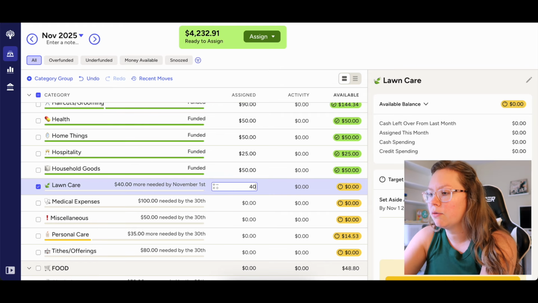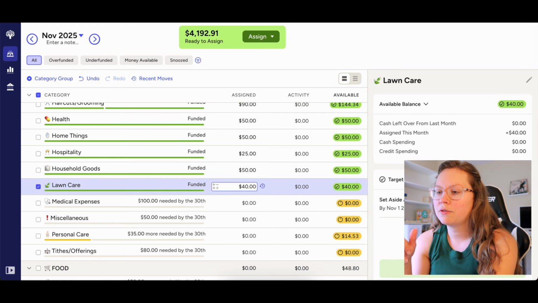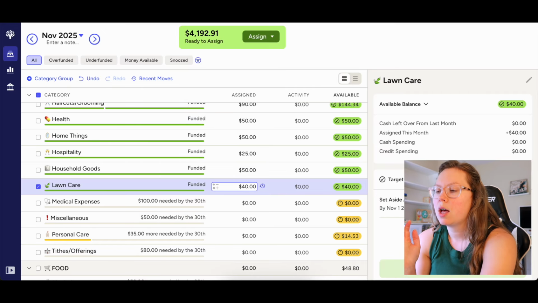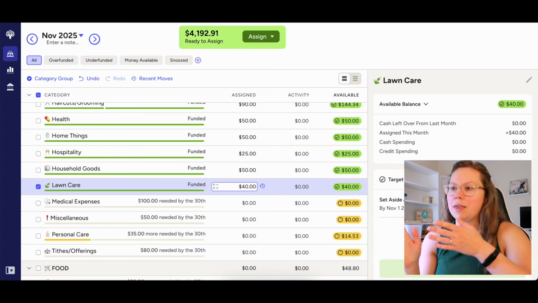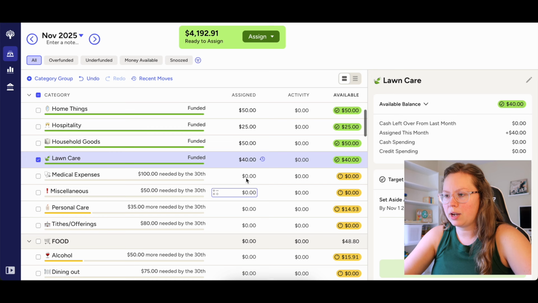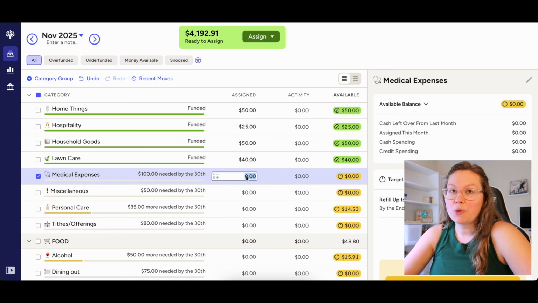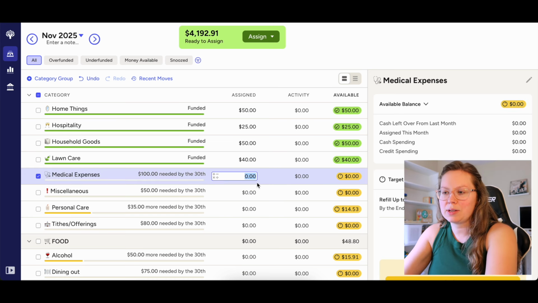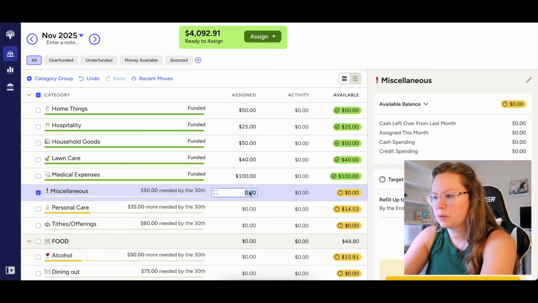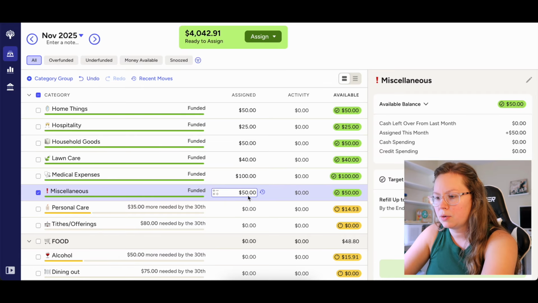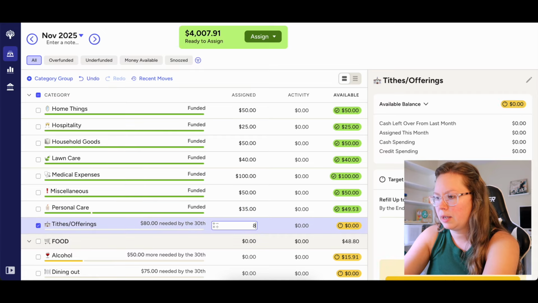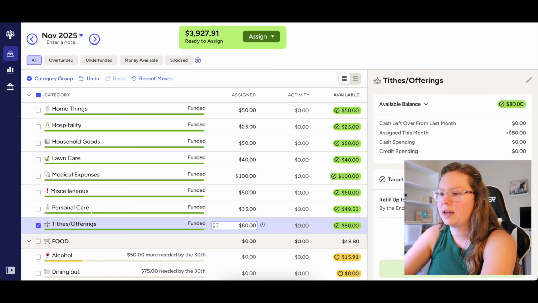I'm going to put $40 in for lawn care, but after that, I think we only have one more payment to do because we pay someone to mow our yard. So this $40 will cover that payment, and all throughout the winter we won't have that. I'm just going to wait until the summer to save for it. I don't feel like I need to save for it throughout the year, since I want to focus on a couple other things. Medical expenses, we're putting $100. Miscellaneous, we're doing $50. Personal care, we're doing $35. And tithes and offerings, we're doing $80, but we really need to up that in the future.